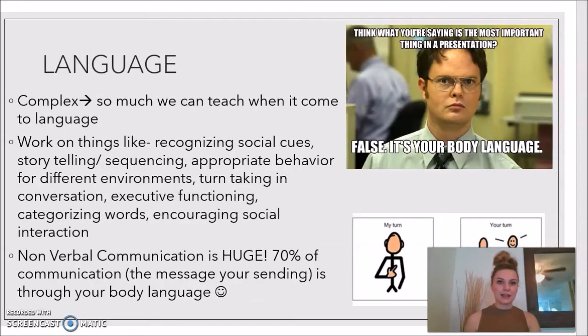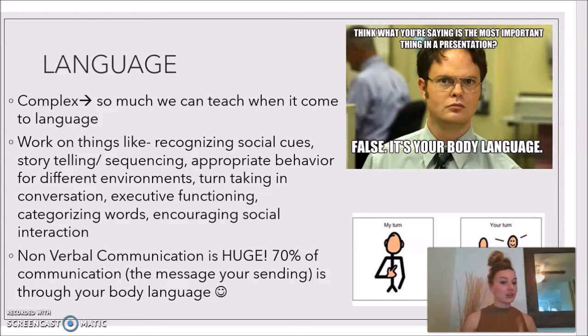Now let's take a look at language. Language is a little bit more complex. When it comes to language, there's so much we can teach, it's quite amazing. Some basic things that are part of language are recognizing social cues. Storytelling and sequencing is another part of language. Knowing what is appropriate behavior based on the environment is another part of language.